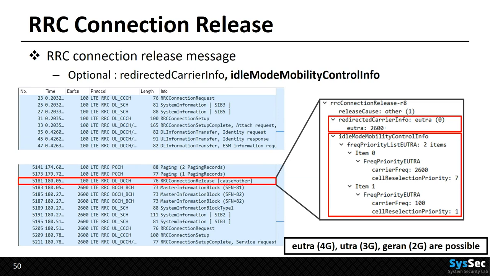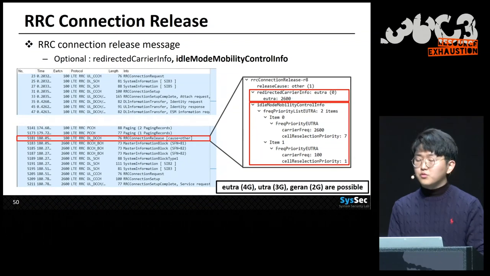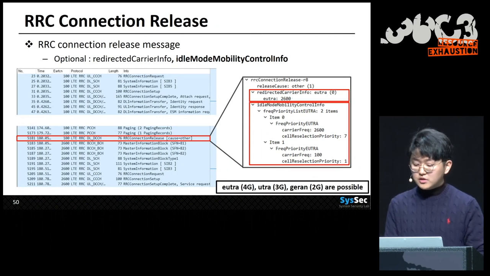And another additional field is the idle mode mobility control info field. This field is used to provide dedicated cell reselection priorities. When the UE searches for a base station, it does not check all the frequencies. Instead, it checks only selected frequencies based on the frequency previously connected or the frequency received from the network. So we noticed that when the UE is redirected to a non-searching frequency, the UE did not redirect to that frequency. However, when a non-searching frequency was included in the idle mode mobility control info field, the UE was redirected well, even though it was a new frequency.